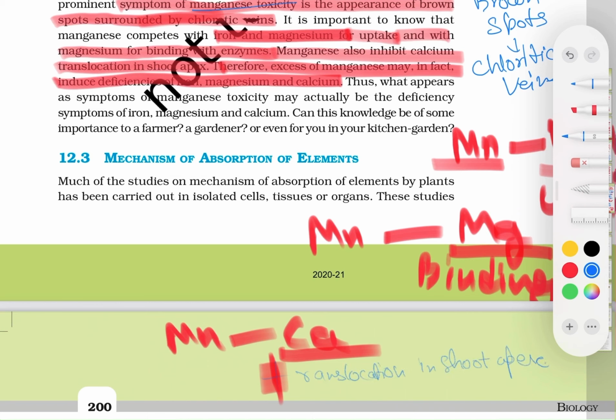This is what happens: symptoms of manganese toxicity may actually be deficiency symptoms of iron, magnesium, and calcium. Can this knowledge be of some importance to a farmer, or even to you in your kitchen garden?